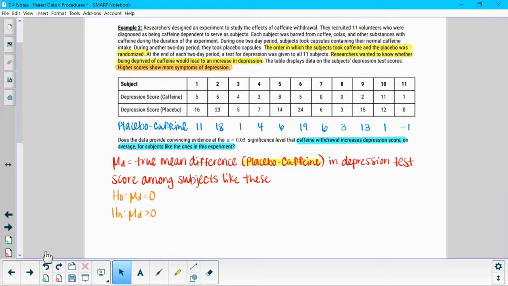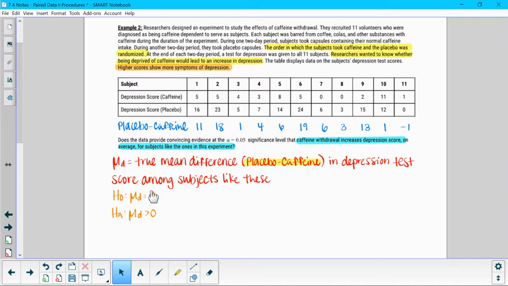The alternative. Now, here is where the AP exam is very flexible. Say, for instance, you were fine with working with negative numbers and you did caffeine minus placebo. That is okay. However, if I put caffeine first, I would be expecting this to be less than 0 because I would have negative values. Now, since placebo minus caffeine is what I'm working with, I expect it to be a higher number. I expect it to be greater. So my alternative is mu of d is greater than 0 because remember, higher scores show more symptoms of depression.